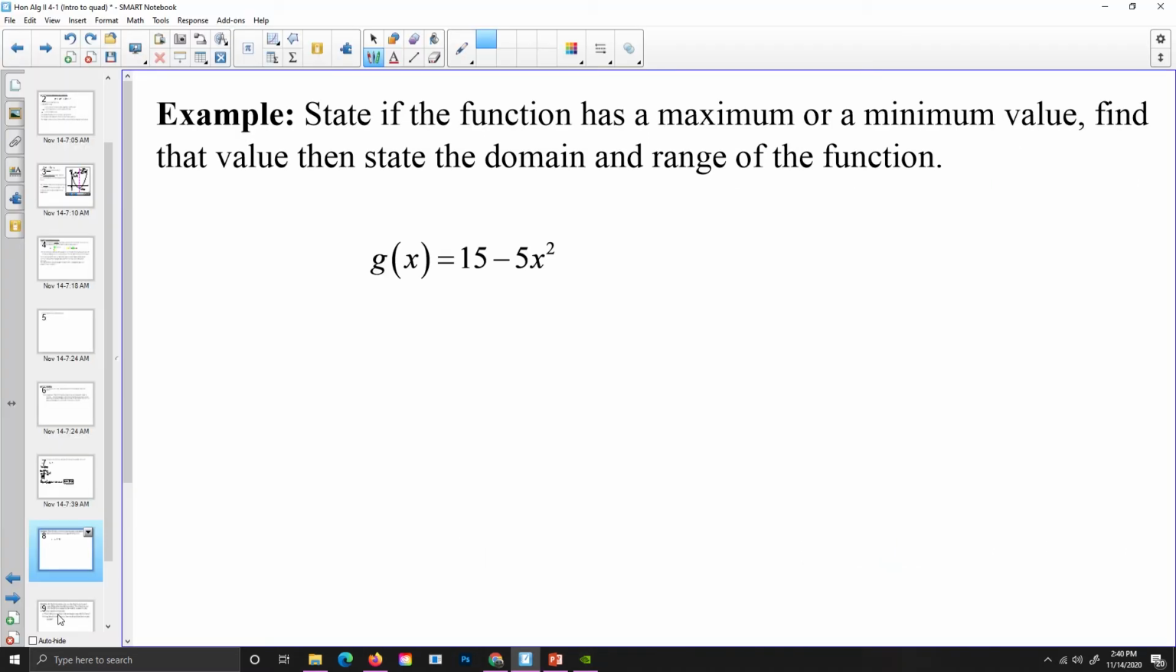State that the function has a maximum or minimum value and find that value, then state the domain and the range of the function. So what we want to do is we're eventually going to state the domain and the range, and we're going to say this, and we'll go domain, and then we'll go range.